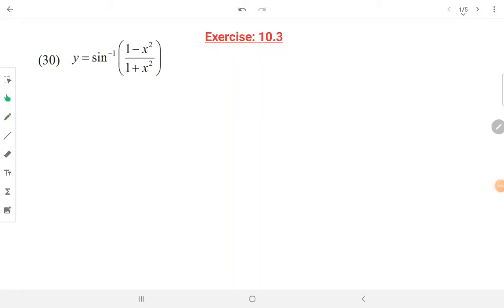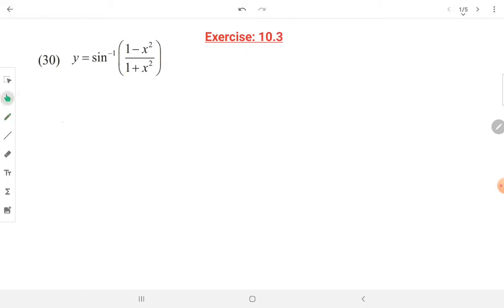Dear students, in this video we are going to see question number 30 from exercise 10.3. y is equal to sine inverse of (1 minus x square) by (1 plus x square). Now we have to find dy by dx. Since here it is sine inverse and also u by v, for this the best method is the substitution method.